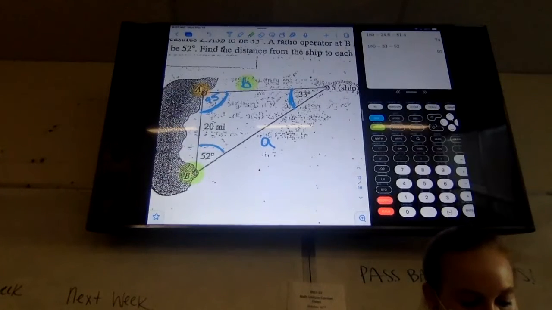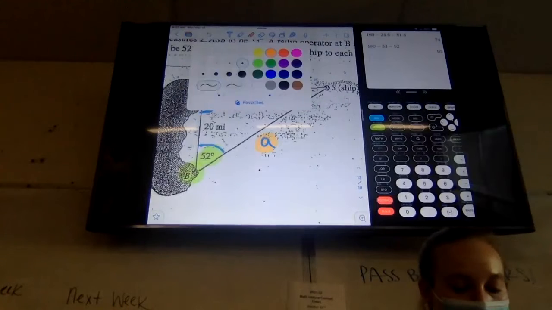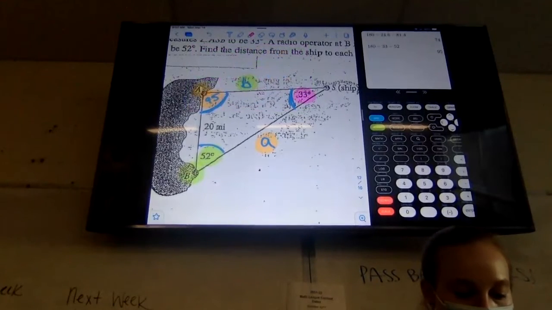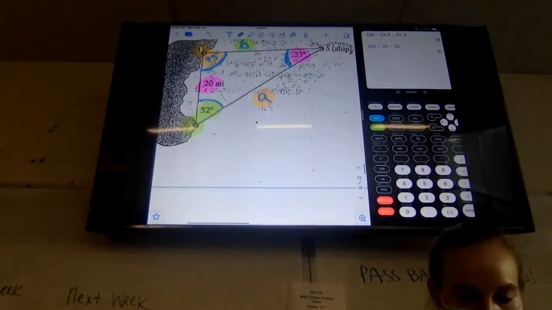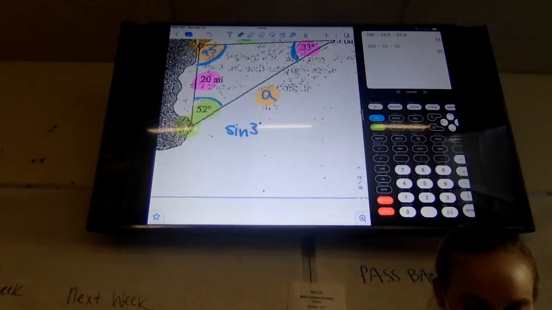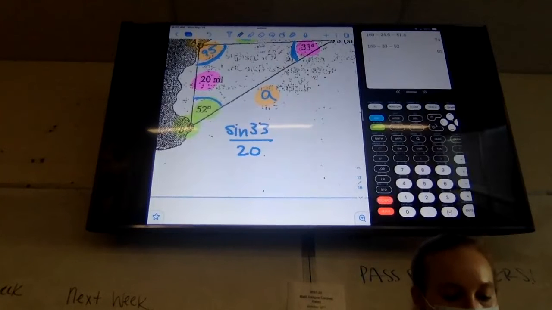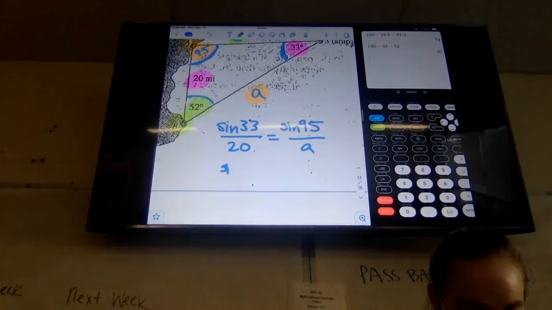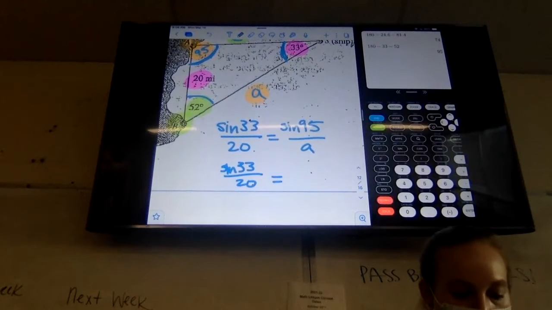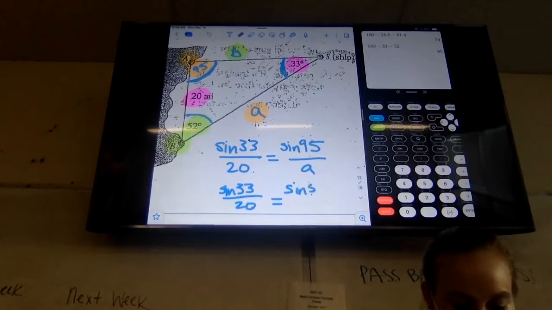And again, now I'm allowed to find either little b or little a. But for both of them, I would use what was already given to me, that angle S is 33 and that across from it, little s, side S is going to be 20. So for both of the equations I set up, I'm going to start with sine of 33 over 20. And for one of them, that's going to equal sine of 95 over little a. And for the other one, I'll just set it up right below it, and then I'll separate them to solve. Sine of 33 over 20, that's going to equal sine of 52 over little b.